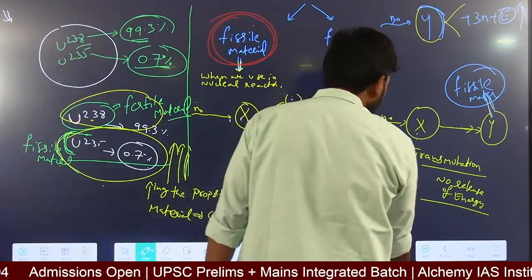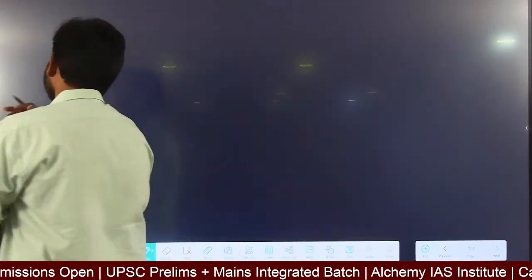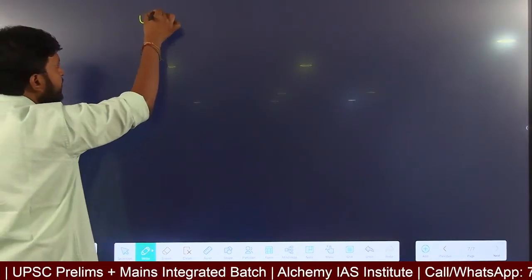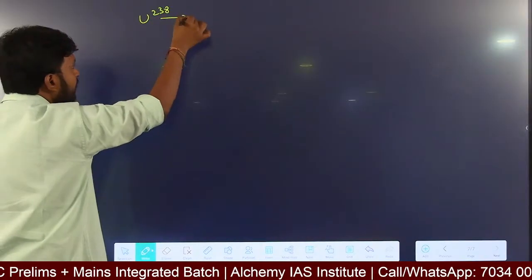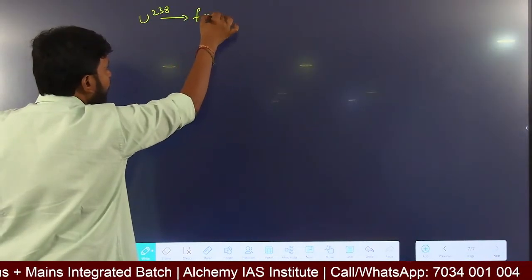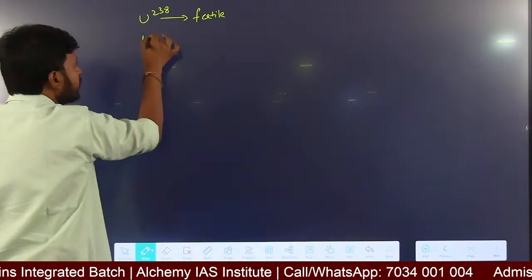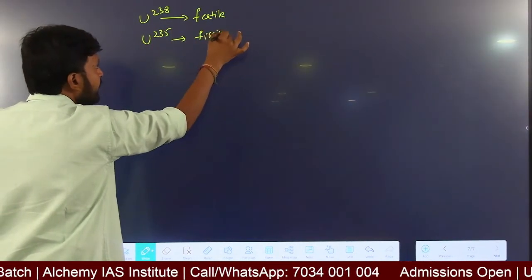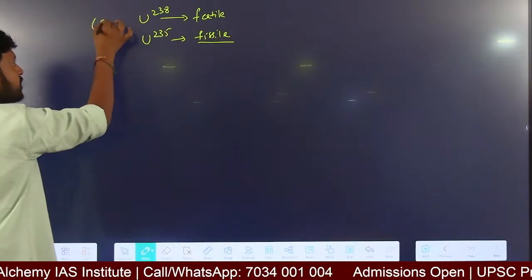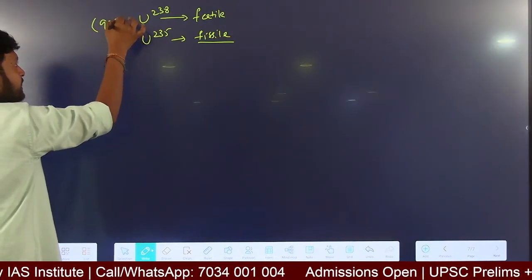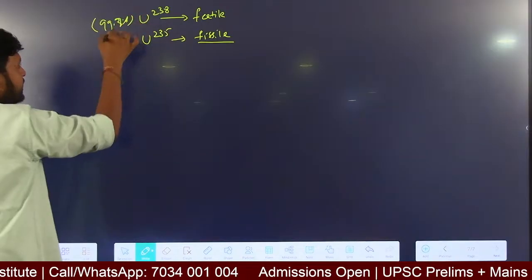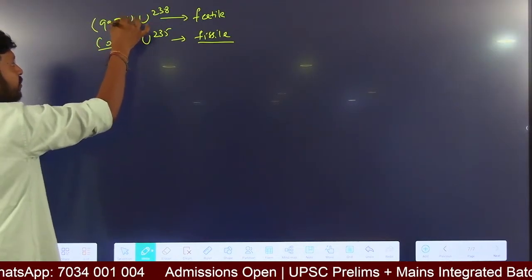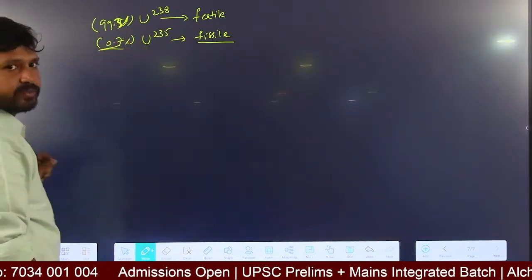But before that, we'll see some examples of fissile materials and fertile materials. Right now we have seen two examples. One is uranium 238, which is a kind of fertile material, and the other, uranium 235, is a fissile material. Its proportions also we have seen: 99.3 percent for uranium 238, and 0.7 percent for uranium 235, right?